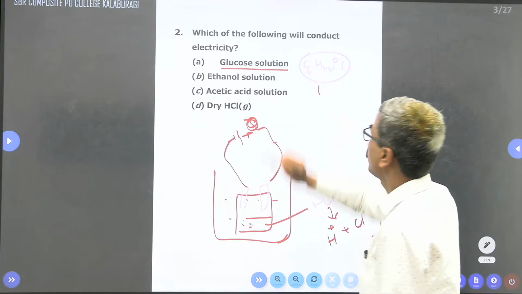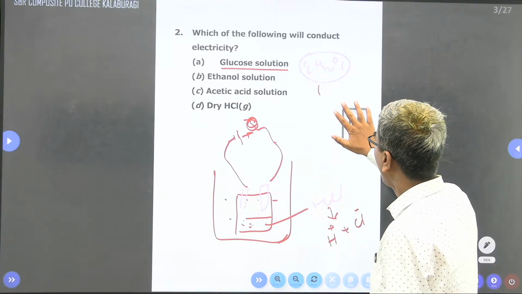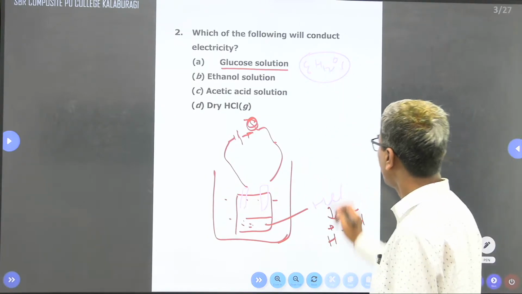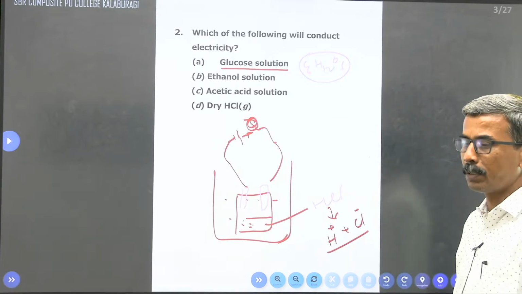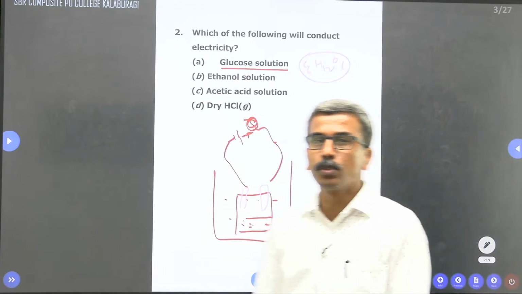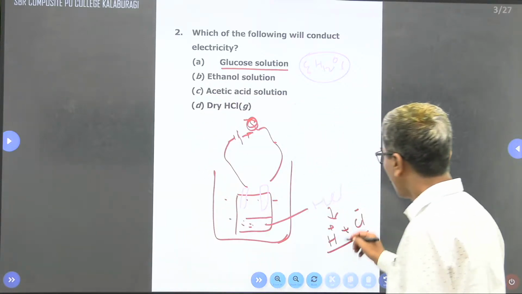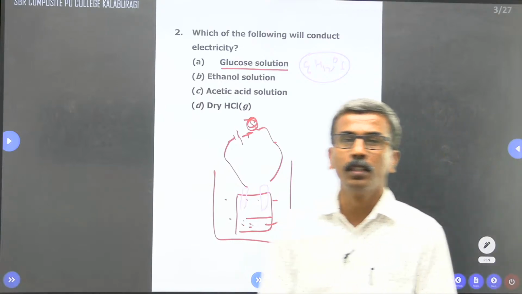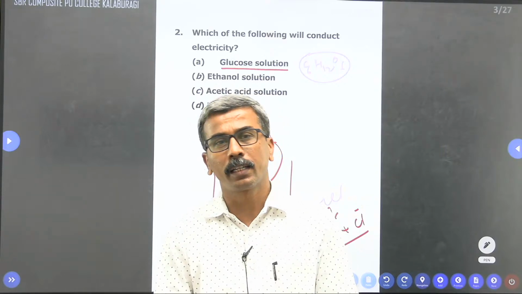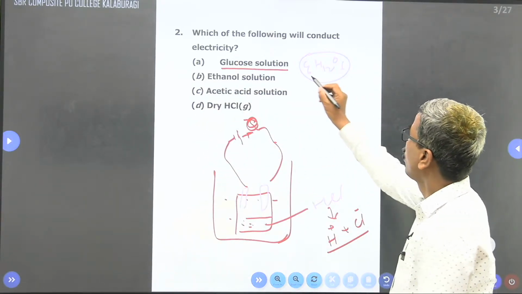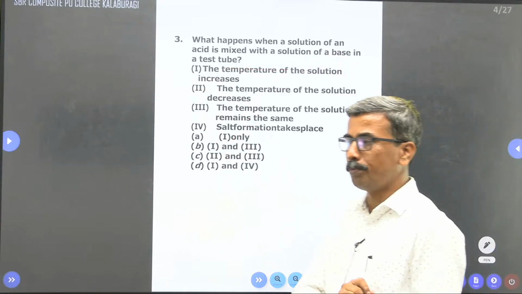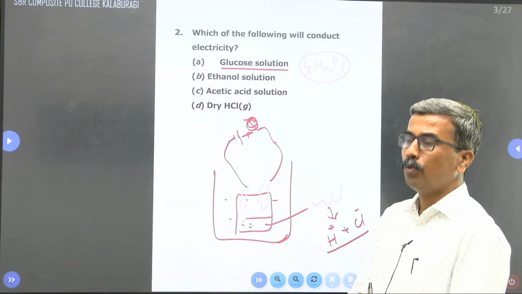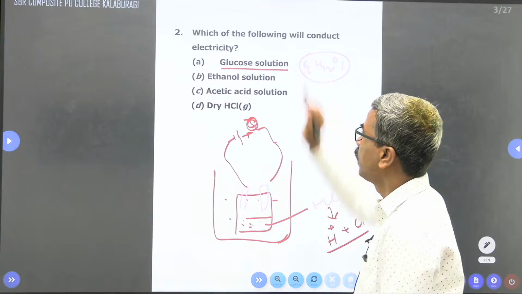When you add glucose into water, of course it will dissolve in water, but it cannot produce ions like HCl does. That you are supposed to remember. Glucose will dissolve in water, but it cannot produce its own ions. If it produced ions, then it would be responsible for conducting electricity. So glucose will dissolve, but it cannot generate ions, and based on that this cannot be the right option.